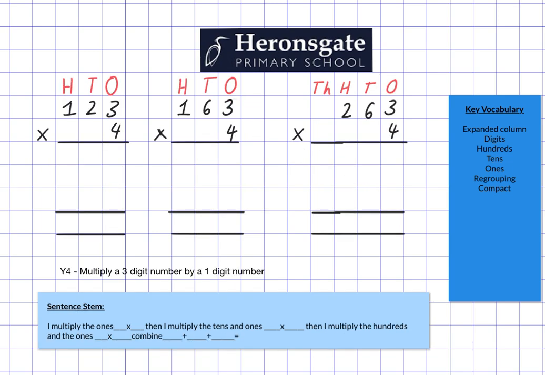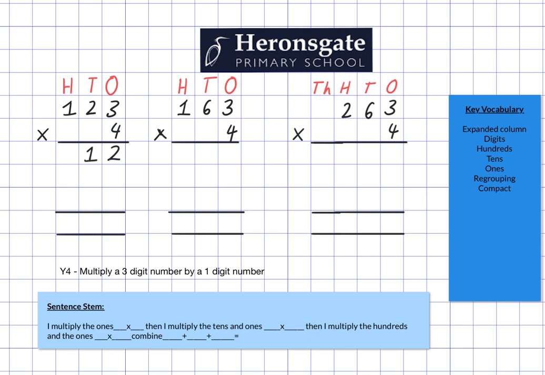Then, just as in year 3, there will be a small step before moving to compact multiplication column. We will do expanded column multiplication. And this is to help children multiply the bigger number of 3 digits and be able to understand all those steps. Okay, so looking at this first multiplication equation, we would start by multiplying the ones. So 3 times 4 is 12. So we put that in the first row.